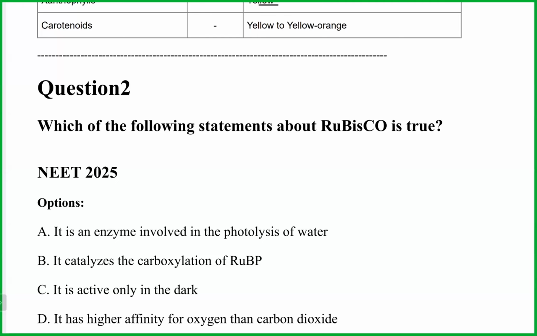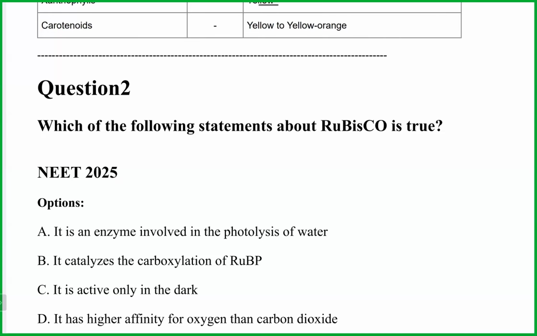Rubisco is the most popular enzyme. Rubisco can bind with CO2 and oxygen both. But if you ask, sir, which one have more affinity with Rubisco, CO2 or O2? Answer is CO2. Very high. If you have more CO2 and less oxygen, Rubisco will bind with CO2.